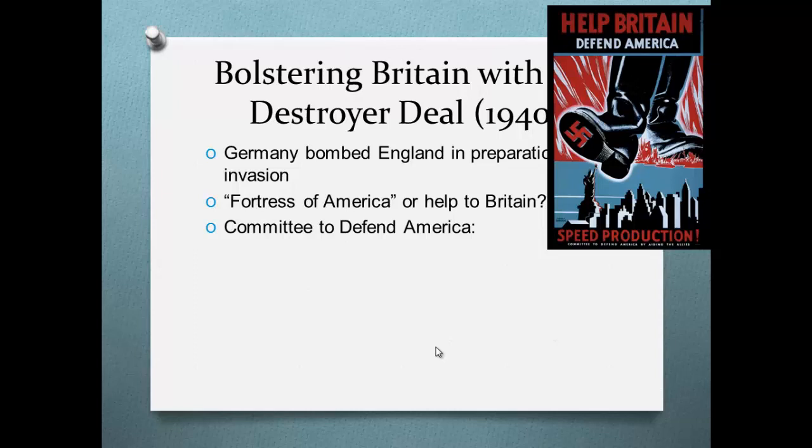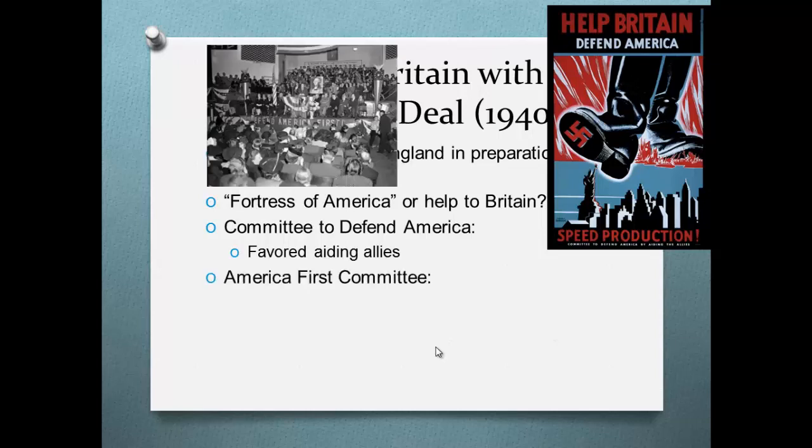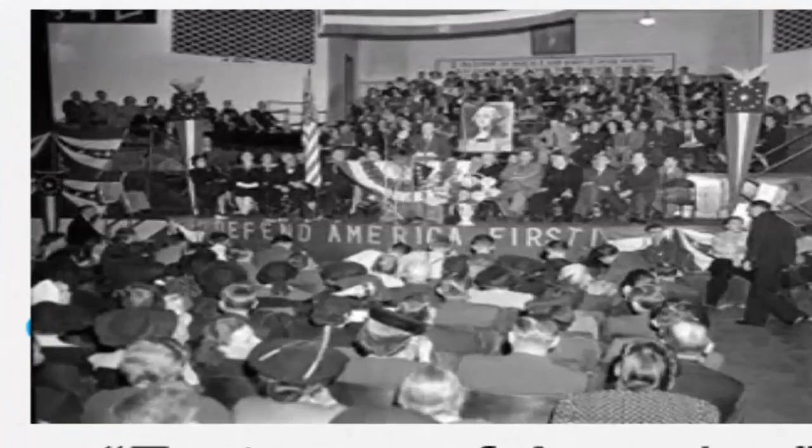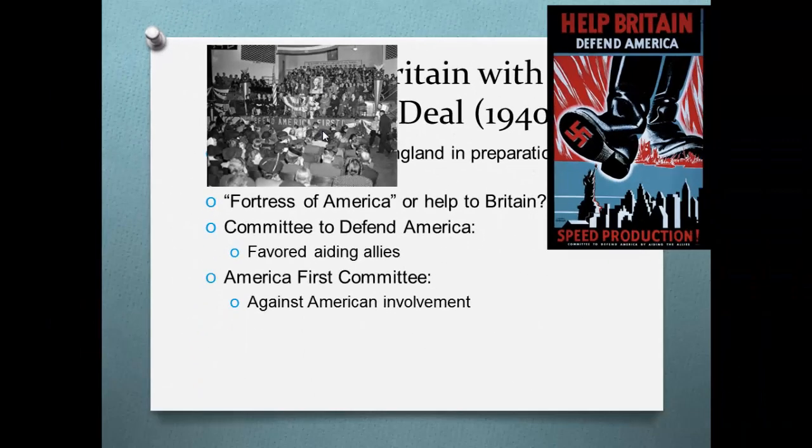The Committee to Defend America was in favor of aiding the Allies by giving them money, giving them supplies, whatever they needed. The America First Committee, and I'll zoom in, it's going to be a little tough to see here. This is actually Charles Lindbergh giving a speech at this America First Committee, and you notice right next to Lindbergh here is a portrait of George Washington and this idea that the U.S. should remain neutral. The America First Committee was against American involvement. Committee to Defend America, in favor of aiding the Allies with money, supplies, whatever they needed. The America First Committee against American involvement on any level.